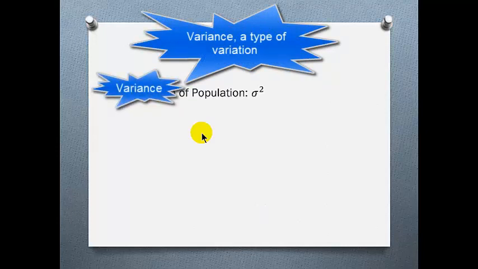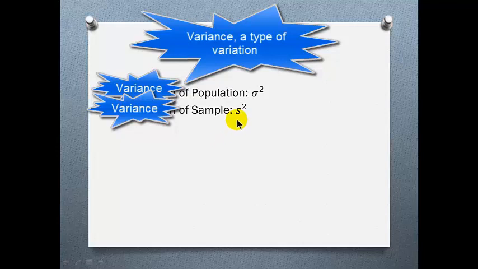Variation, when we're talking about a population, we'll use the Greek letter sigma squared. And this is important. Variation's got this squared on it. Sigma squared. If we're talking about the variation of a sample, we use the English letter S. S squared is the variation of the sample. And that's the one we're going to work with the most.